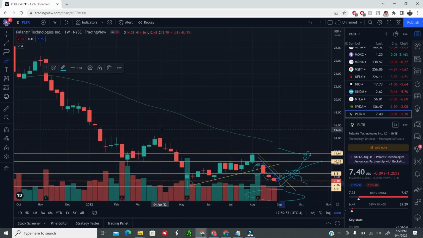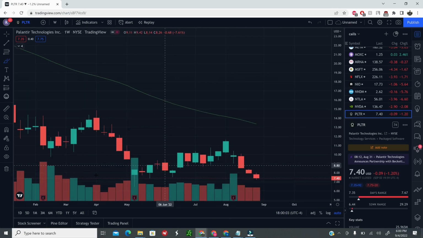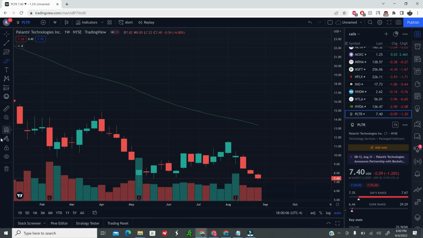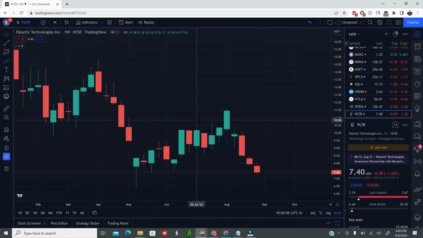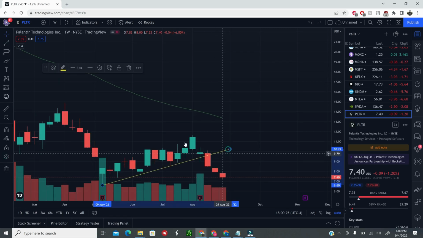Let's also look at the weekly. I have drawn a lot of mess here. Let me just delete all of those. Okay, let's just keep things simple. Also remove the indicators. Okay, on the weekly, what am I seeing? It clearly broke this uptrend here, and let me just add that. It's very, very clear here on the weekly and on the daily that we are moving down.